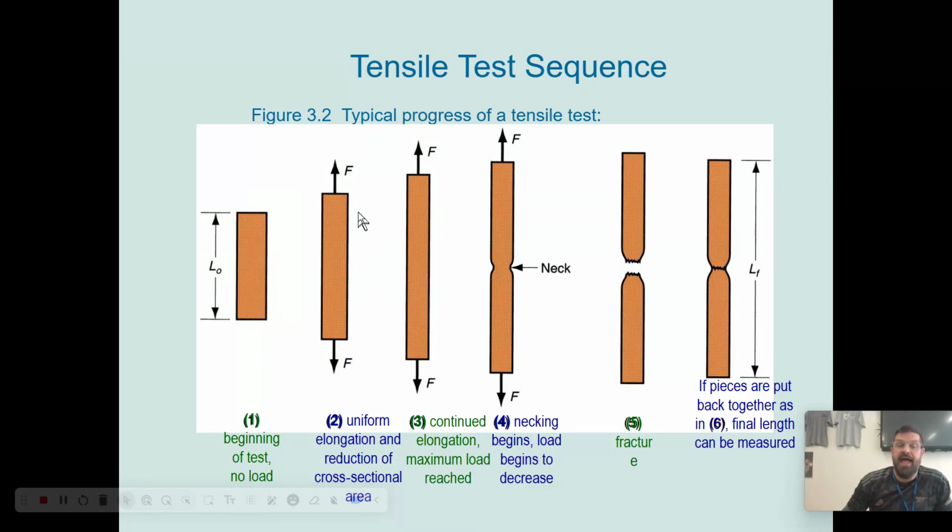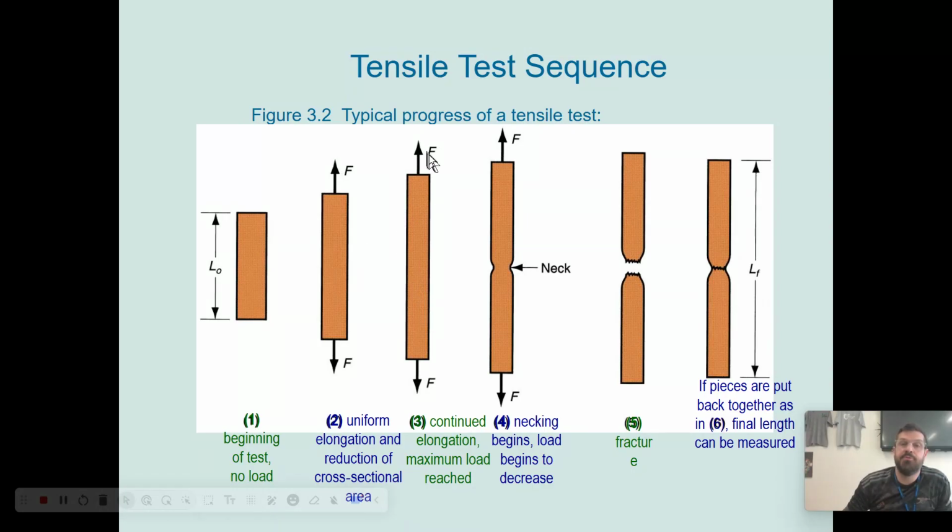Okay. After you start pulling, after you exert a force on the top and on the bottom, pulling it up and down like this, in the very beginning of the test, the material starts to stretch, and it stresses in a uniform way, meaning that there's no part of this that is getting stretched any more than any other part, right? And so it is called uniform elongation. Elongation just means getting longer. So it is uniformly elongating, and uniformly the cross-sectional area is getting smaller, right? It's getting skinnier as a tube, right?